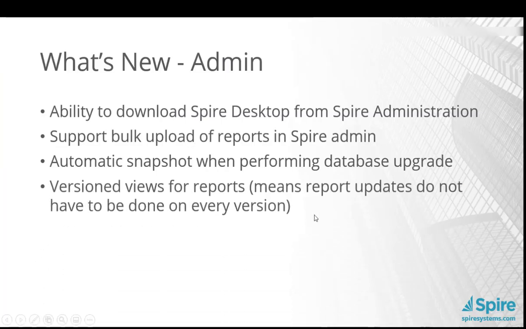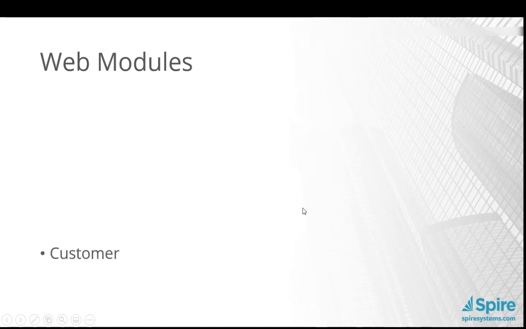Version views for reports. This is what I talked about earlier, where if you upgrade your Spire from 3.6 to 3.7 or another version, your reports themselves do not break because we've got versioning built into it now. That way, you can do the automatic updates and worry about adding the new fields to reports later, and you're still functioning.